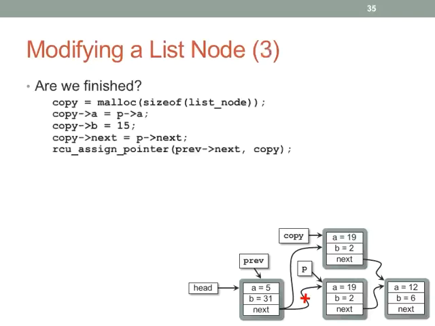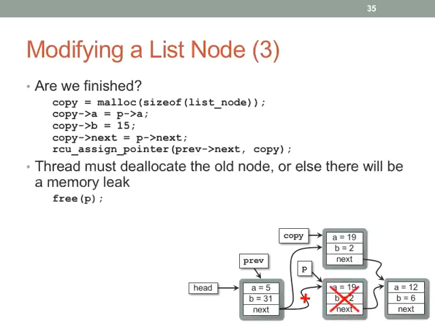Okay, so are we finished? And this is where we start talking about releasing resources. I created a new copy, changed its values, published it, and now I have the old version. P is pointing to the old version, right? So I need to add some operation to release that memory, or else my kernel will quickly crash because I'll run out of space. So I have a free P. What's the issue with this?